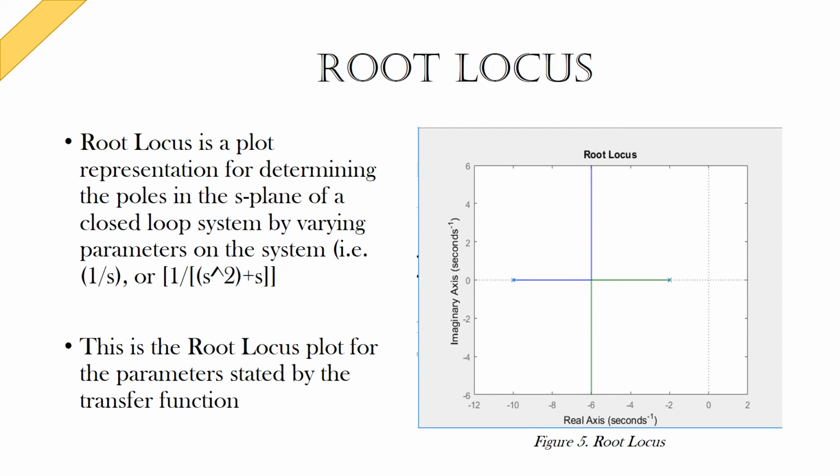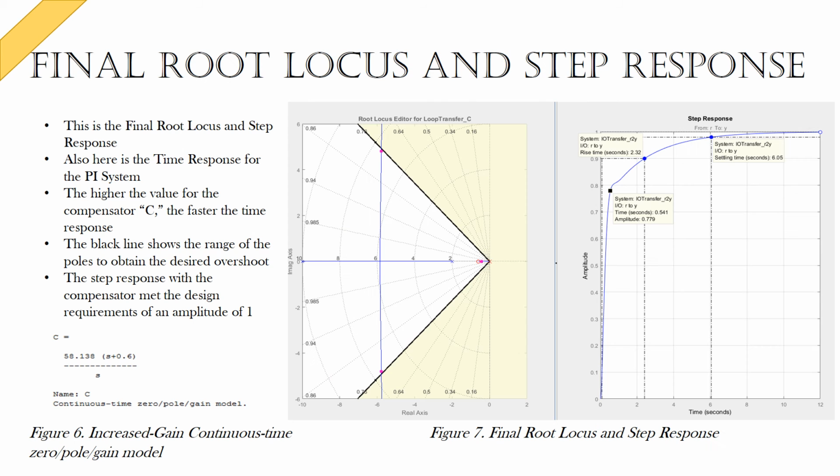Root locus is a plot representation for determining the poles in the S-plane of a closed-loop system by varying parameters on the system. This is the root locus plot for the parameters stated by the transfer function. My final root locus and step response. This is the final root locus and step response. Also, here's the time response for the PI system. The higher the value for the compensator, the faster the time response. The black line shows the range of the poles to obtain the desired overshoot.